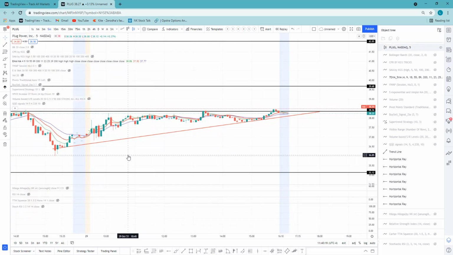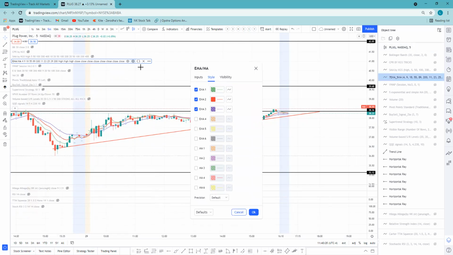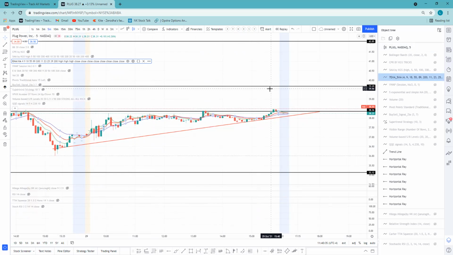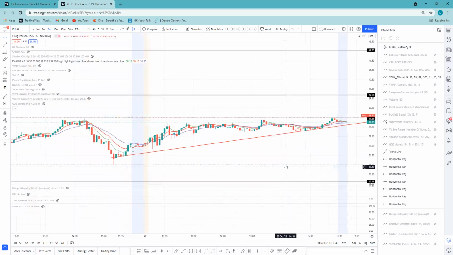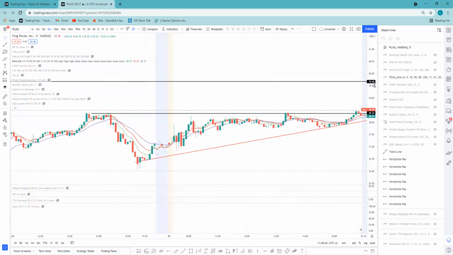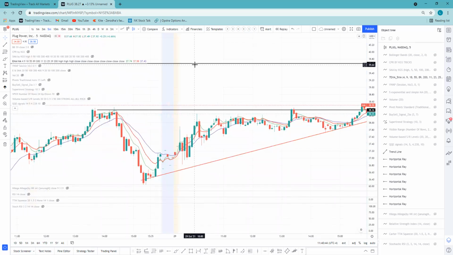I'm asking how we know that green is 4, red is 9, and blue is 18. You can change your color. No, not a color issue. The numbers 4, 9, and 18. Why do we choose those numbers? How do we know this is the 9, this is the 18, and this is the 4? Because whenever you see the price, you will know.